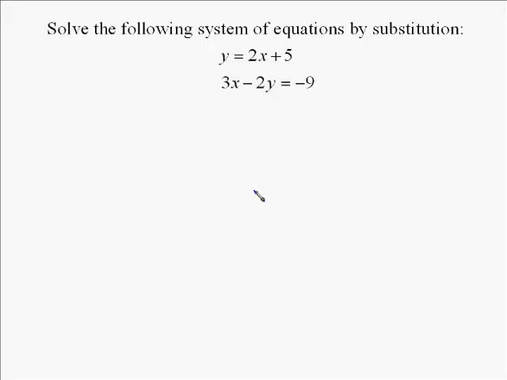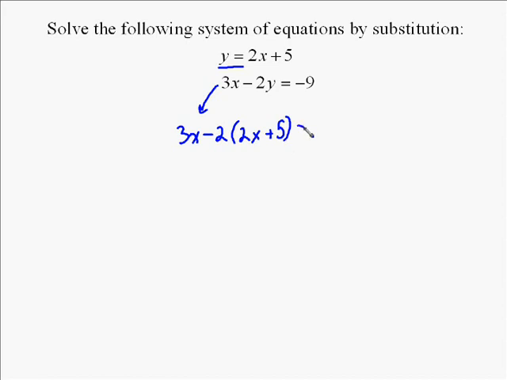This example asks us to solve the system of equations by substitution. On this one, one of our equations is already solved for y, so it's a very good problem to use substitution on, because in the second equation, instead of writing y, we can write what it says y is equal to, which is 2x plus 5.